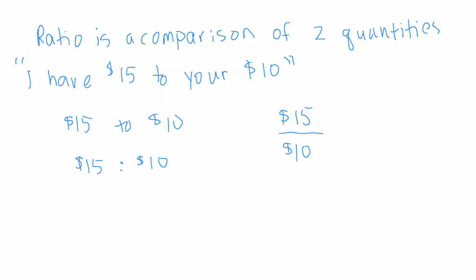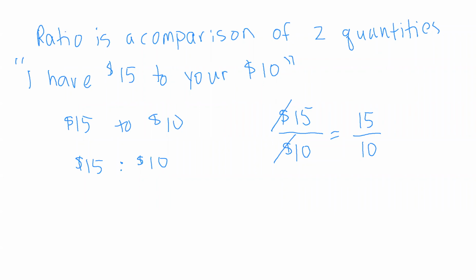And then a few things that you always want to do, because we are dealing with fractions. When we write ratios and rates, we're always going to write them in fraction form. We want to make sure they're in the simplest form possible. So notice here that we're dealing with the same units. We're comparing dollars to dollars. So I would kind of cancel out those dollar signs. So that just gives me 15 to 10.